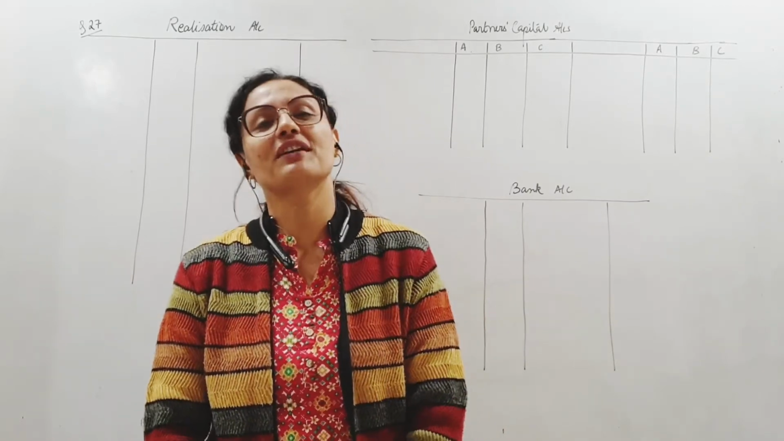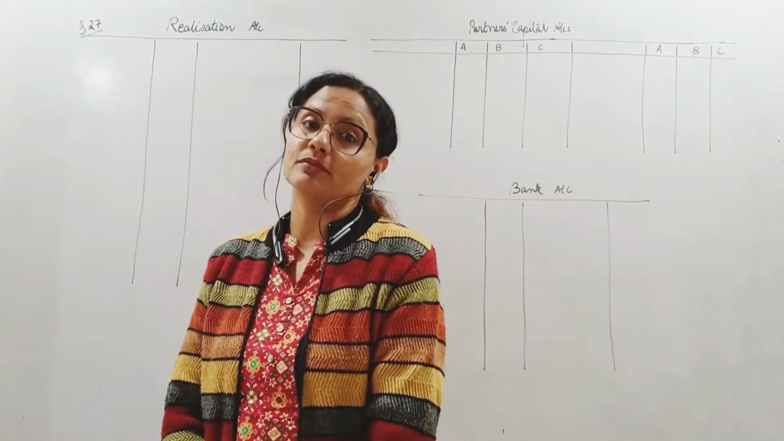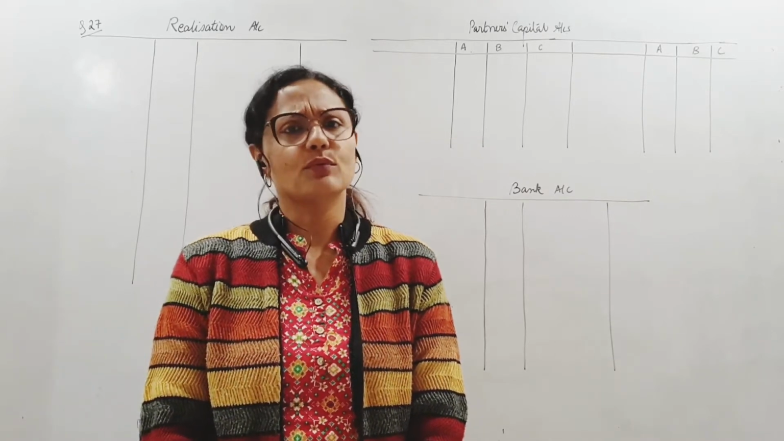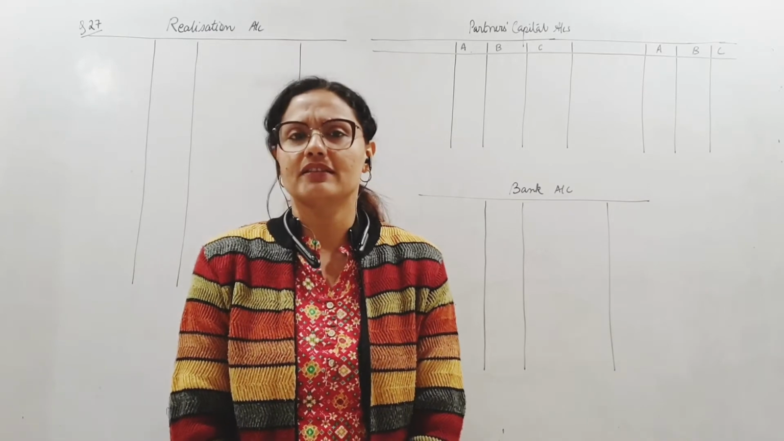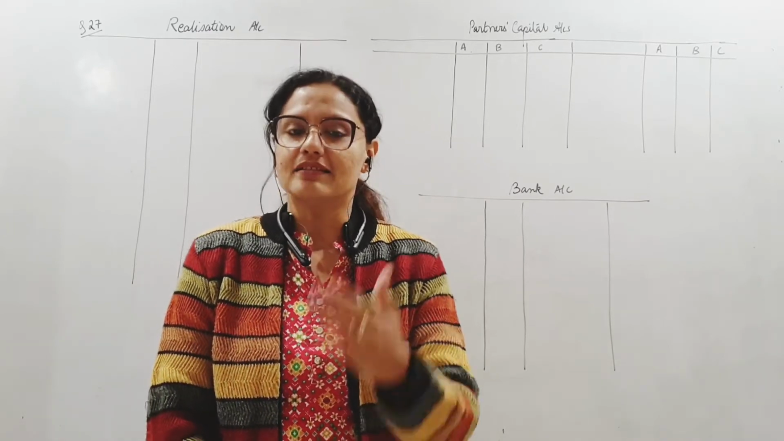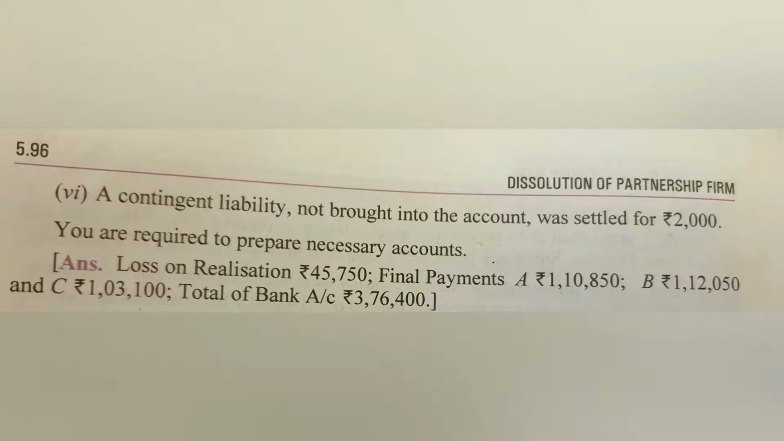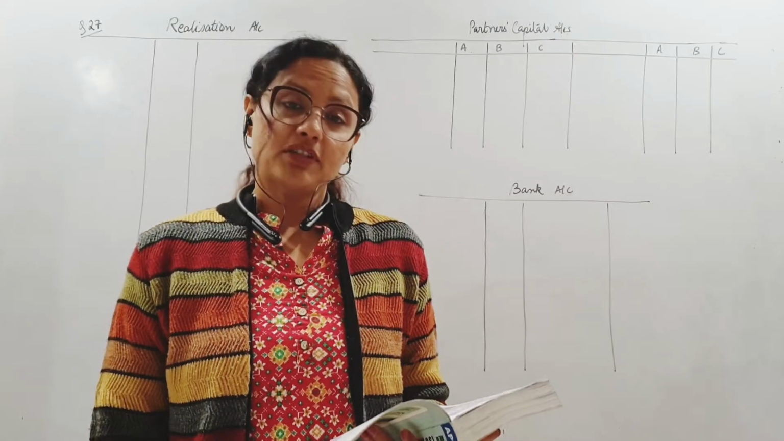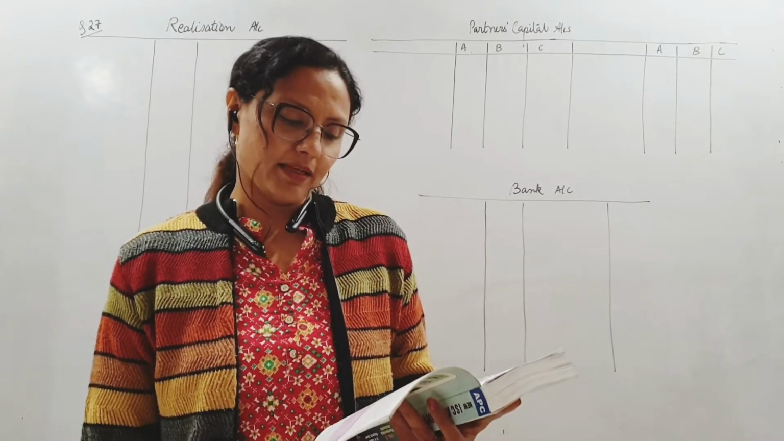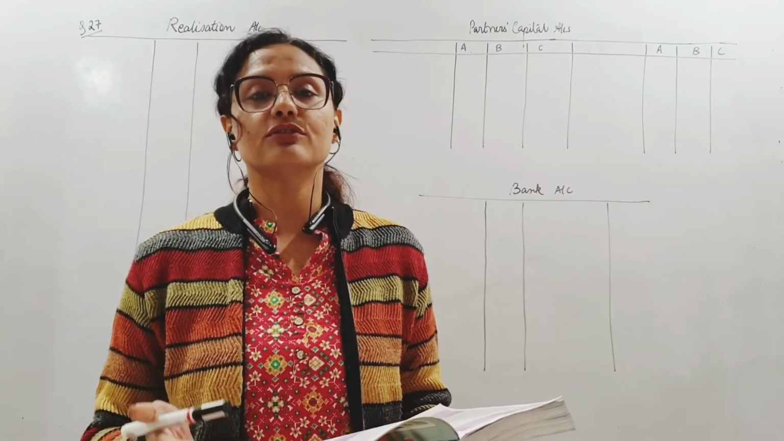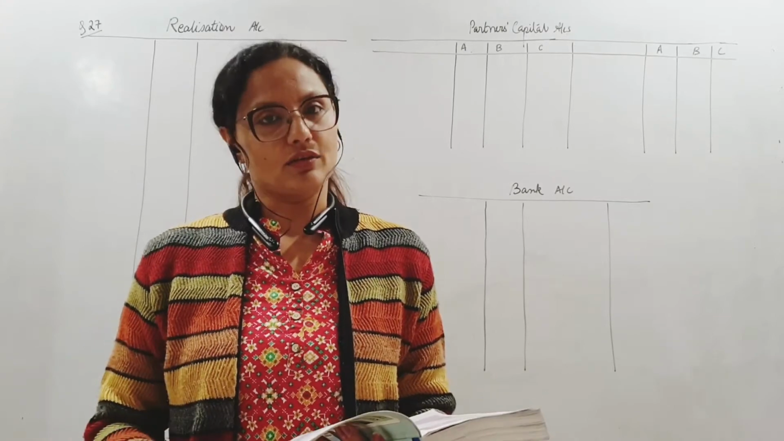So today we are taking one more sum in which we have, apart from the partner's capital account, current accounts also. So let's see what's the treatment of current accounts when it's given in the sum. The sum is right in front of you. Question number 27 of DK Goel says A, B, C are partners sharing profits and losses in the ratio of 1:2:2, and the balance sheet is also given to us.